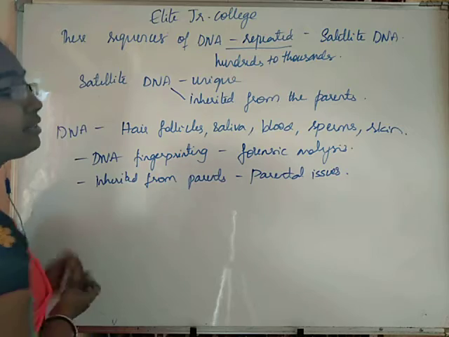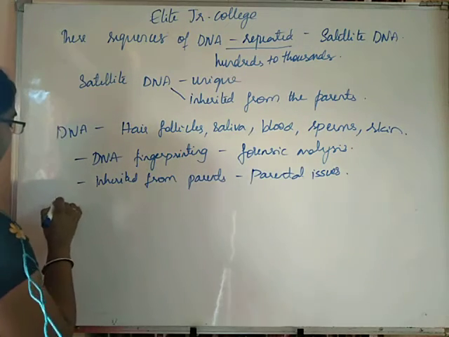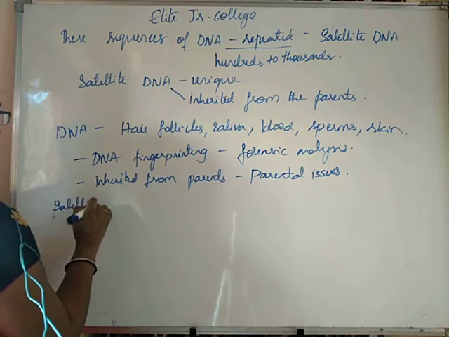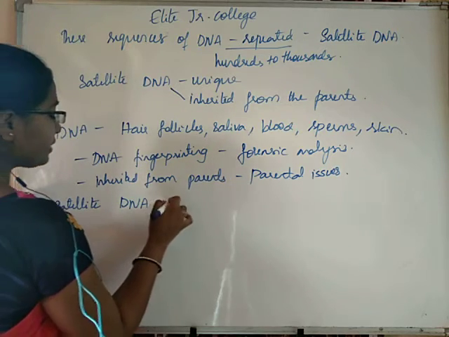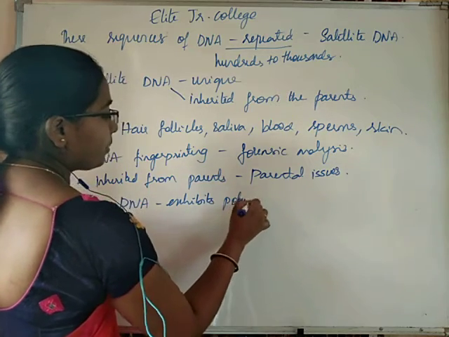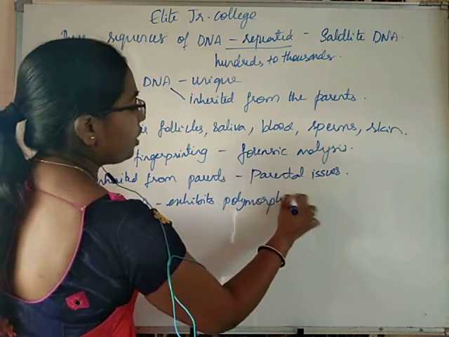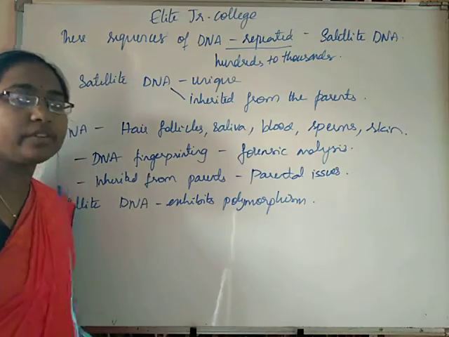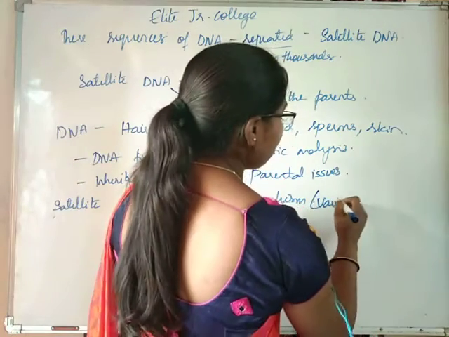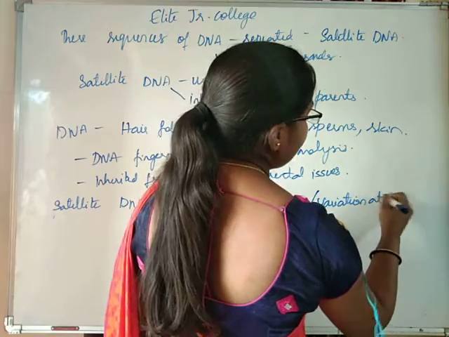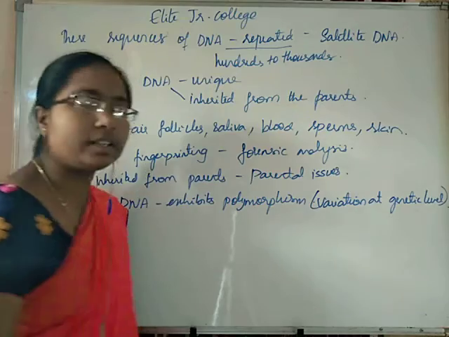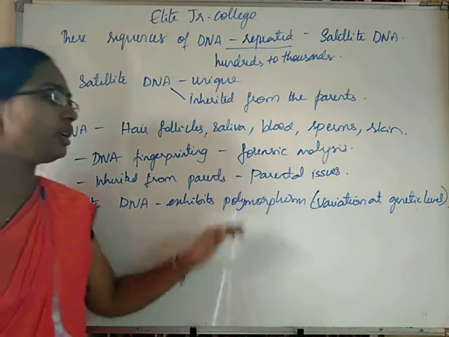So students, repetitive sequences exhibit polymorphism. Satellite DNA exhibits polymorphism. What is meant by polymorphism? Variation at the genetic level is called polymorphism.